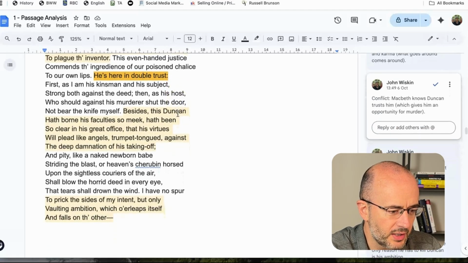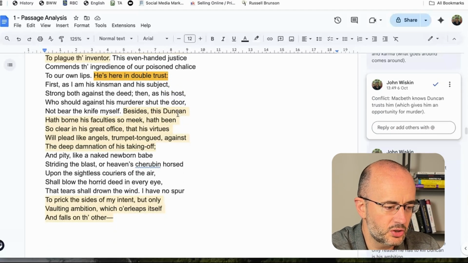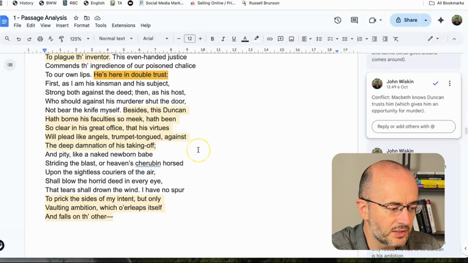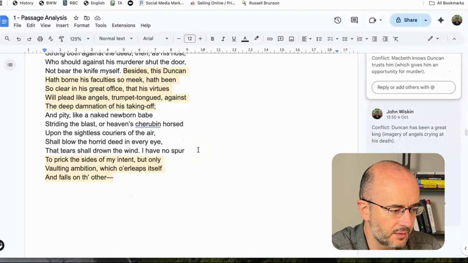He's here in double trust. We've got a little bit of conflict, which was the second thing I mentioned that you should be annotating for and writing about. That Macbeth knows Duncan trusts him, which gives him an opportunity for the murder. So he's got a little bit of internal conflict with himself and some external conflict with King Duncan.